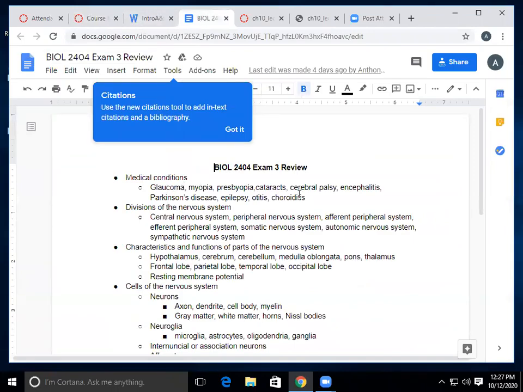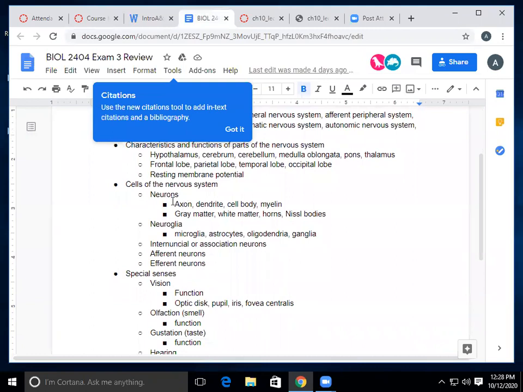Tells you here's some medical conditions you need to know related to special senses. Okay, divisions of the central nervous system that you need to know. Characteristics and functions of parts of the nervous system. The hypothalamus, cerebrum, cerebellum, medulla oblongata, pons, thalamus, frontal lobe, parietal lobe, temporal lobe, occipital lobe, resting membrane potential. Things like cells related to the nervous system, neurons and parts of neurons, neuroglia, types of neuroglia, different types of neurons.